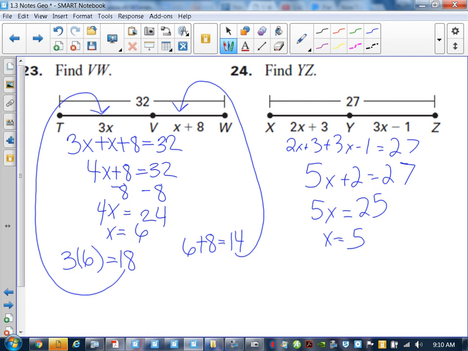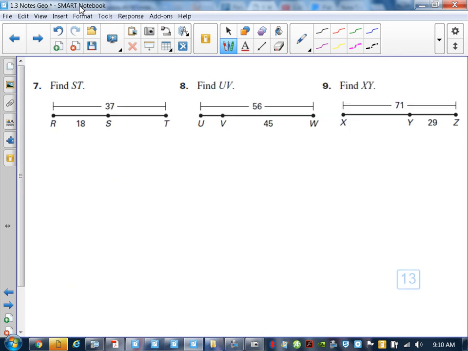We get 5 for x, I'm hoping? Yes. All right. You get 5 for x, and then it asks you to solve for yz. 15 minus 1 is? 14. There you go. All right.